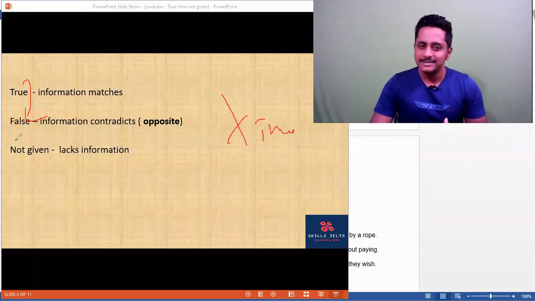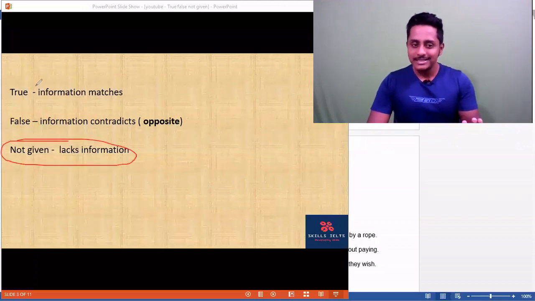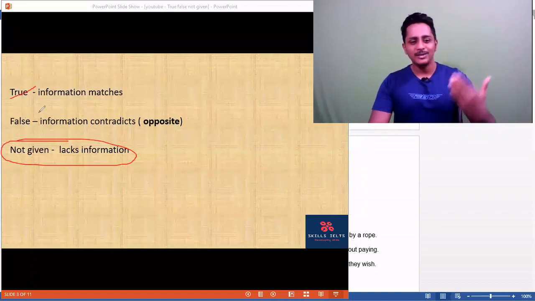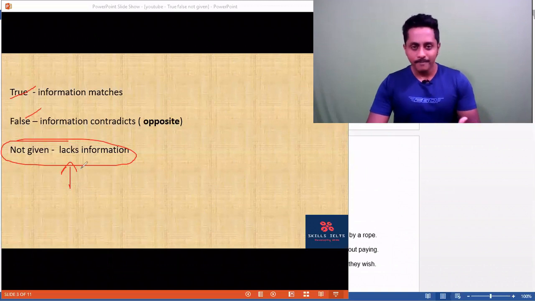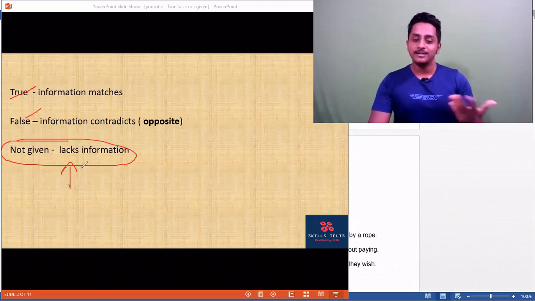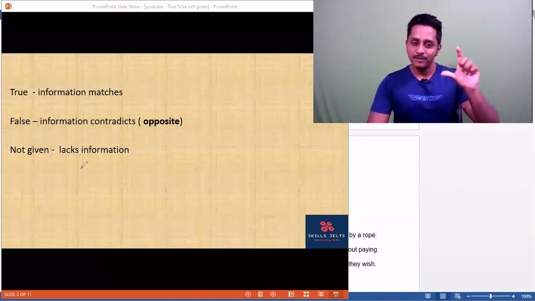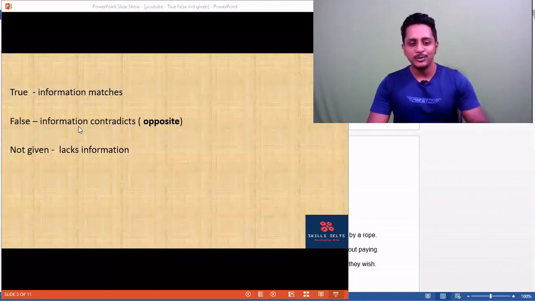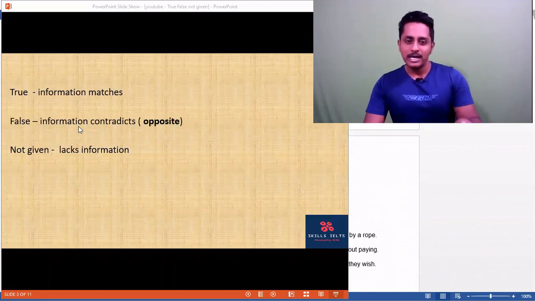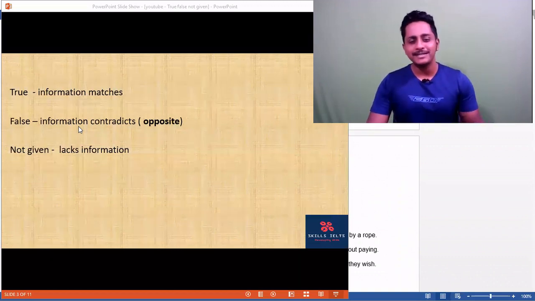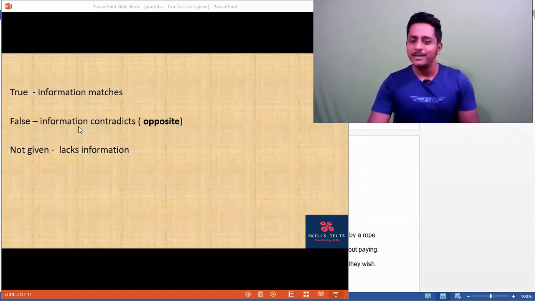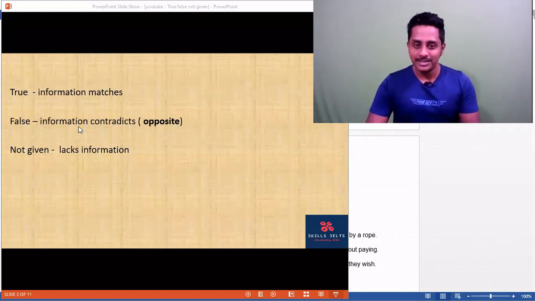Not given is when you cannot say false, and you cannot say true. Then you directly go with not given, saying lack of evidence: I don't have enough evidence or information to say if it is false or true. But where people go wrong is between false and not given. It's so confusing. No matter how much I practice, this is always so painful for me. If you belong to that category, then believe me, this video is for you, because here you understand how to clearly distinguish between the two.